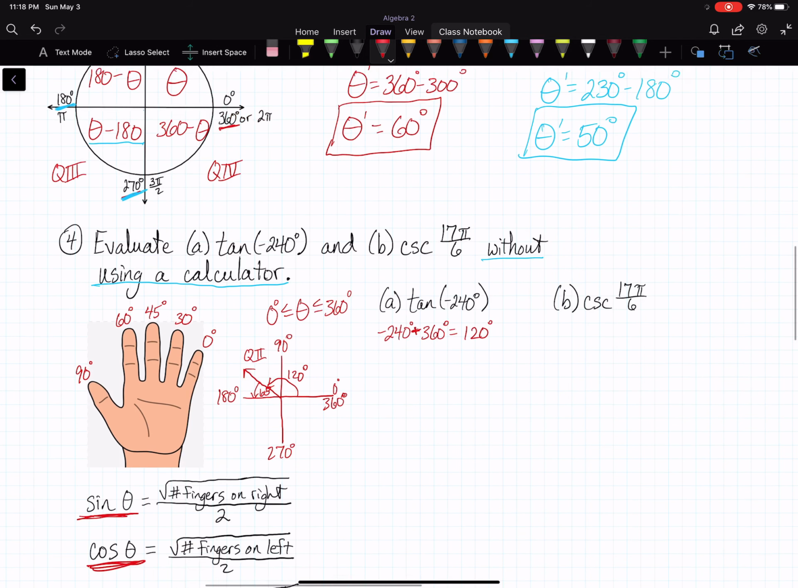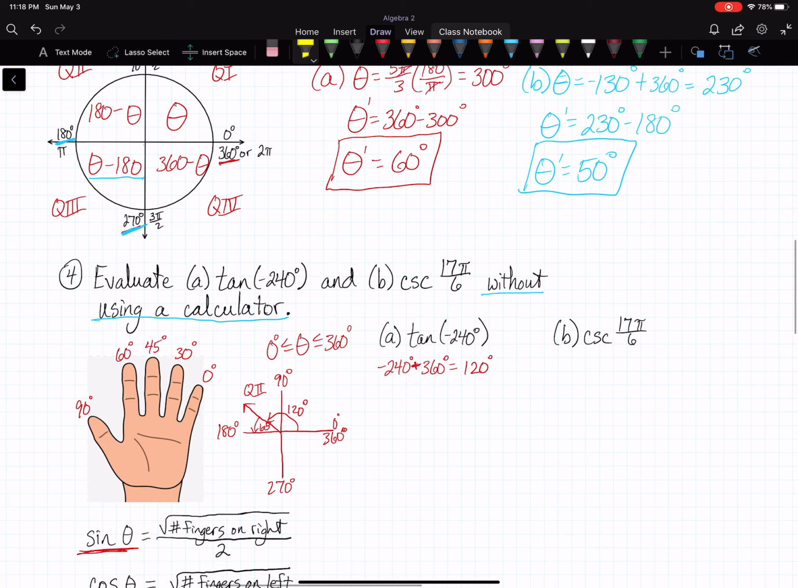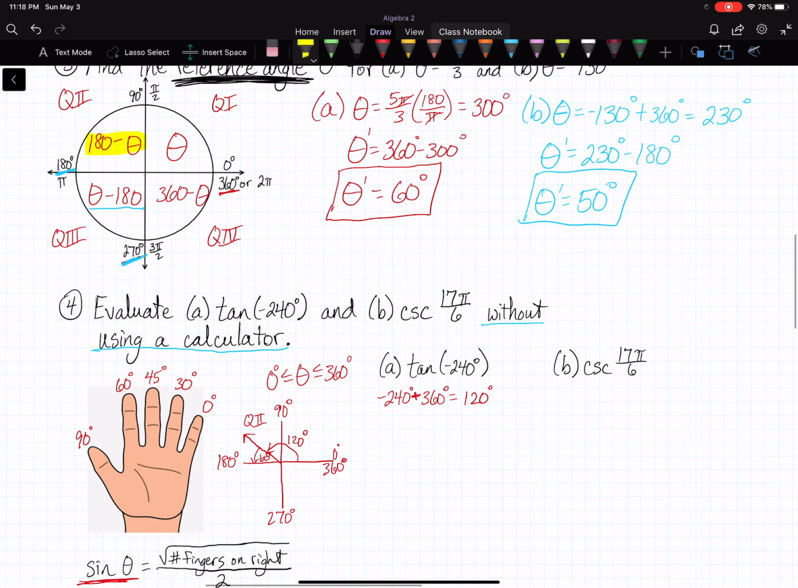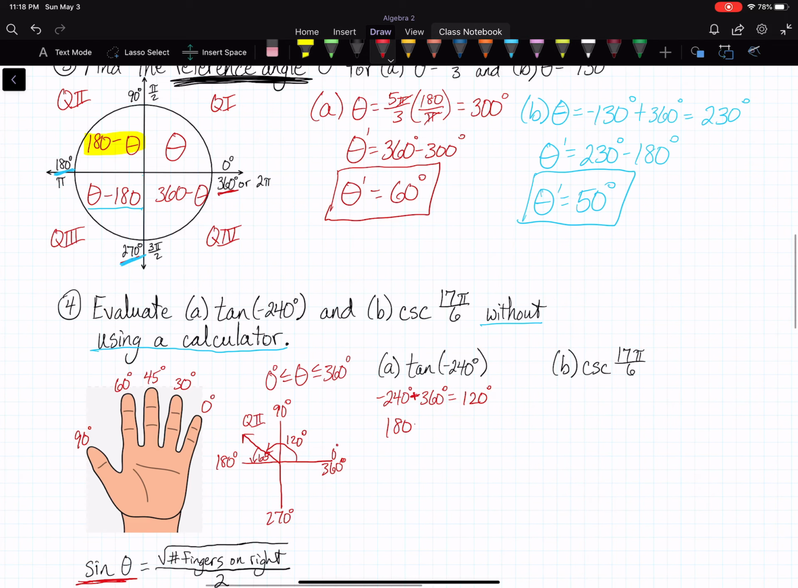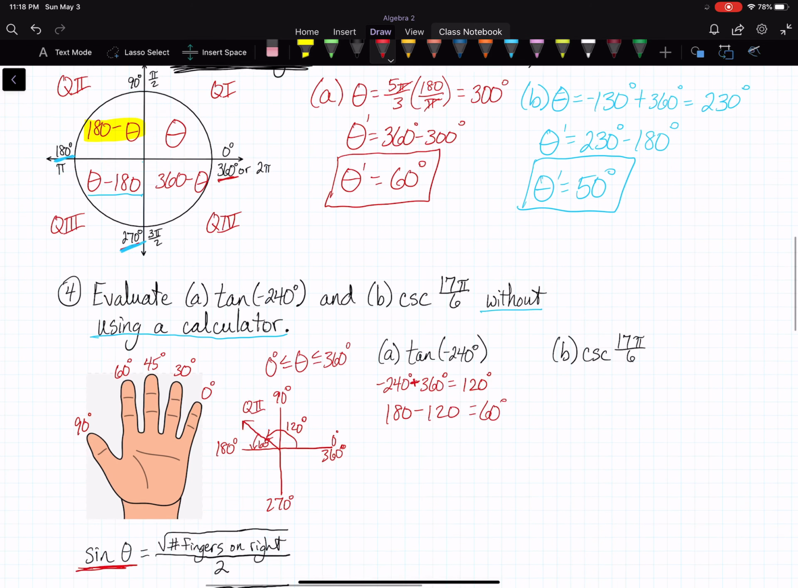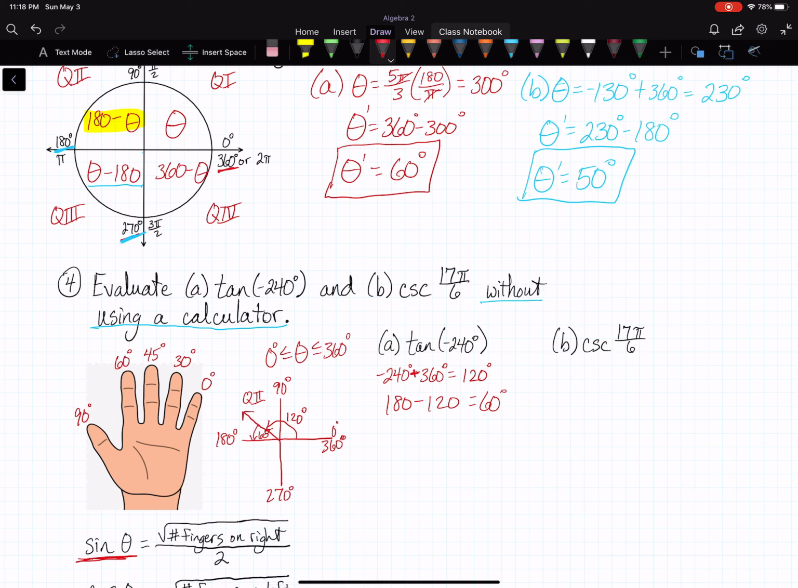Okay, now the way we did it here, we just used our, oops, wrong one, not quadrant 2. We use our quadrant 2, which is 180 minus theta. So we're going to say 180 minus 120, and we get 60 degrees. Okay, so basically we're just going to find the tangent of 60. We're actually still finding the tangent of negative 240. So watch how I do this.